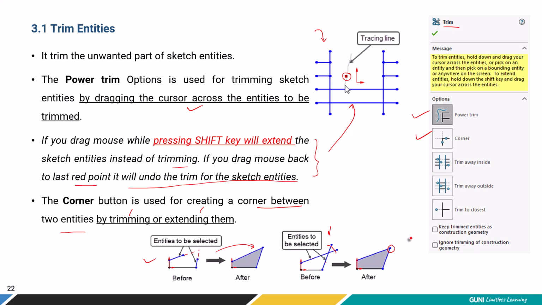Along with this, we do have these two options: keep trim entities as construction geometry, and ignore the trimming of construction geometry. It means if I trim over here, the remaining line will not trim away, but it will be converted into construction geometry. So in future, if you require it as a reference, you can choose these options.